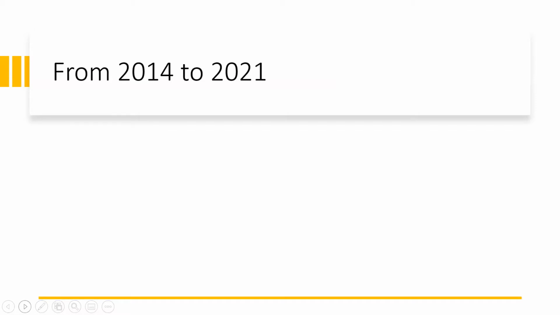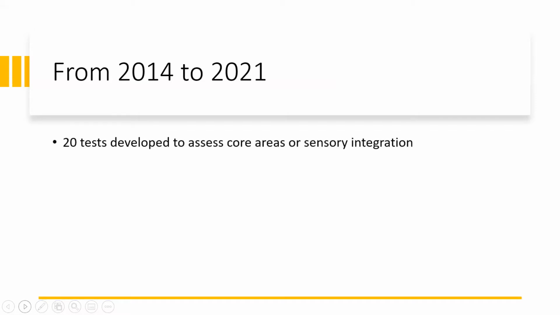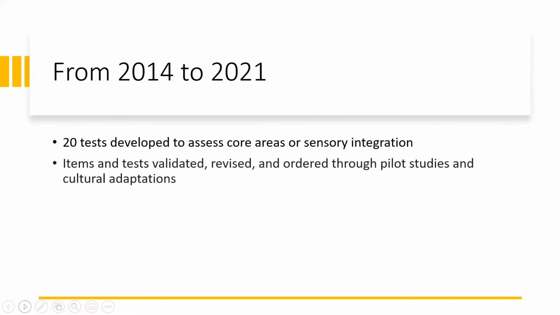Here we are in 2021. We started this project in 2014. And since that time, we have 20 tests that have been developed to assess the core areas of sensory integration. The tests and the items have gone through studies for validation to check reliability. We've revised the test, we've ordered items, and we have completed some really wonderful cultural adaptation studies.